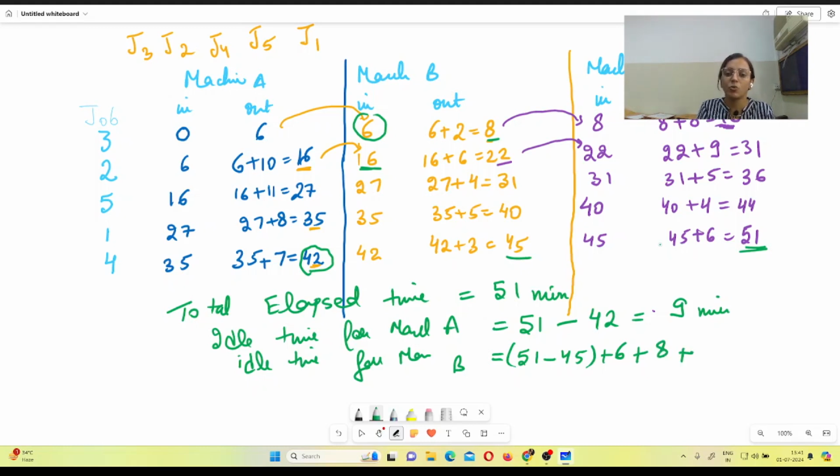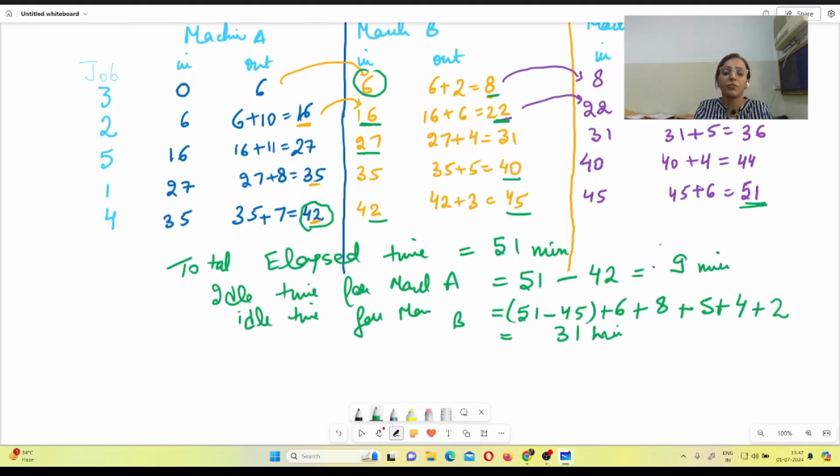Further, this is 22 and 27. That means 5 minutes over here. Now it is 31 and 35. That means 4 minutes more. Plus this is 40 and 42. That means 2 minutes. So adding all these values, we will get 31 minutes. So that means machine B is waiting for 31 minutes, right?